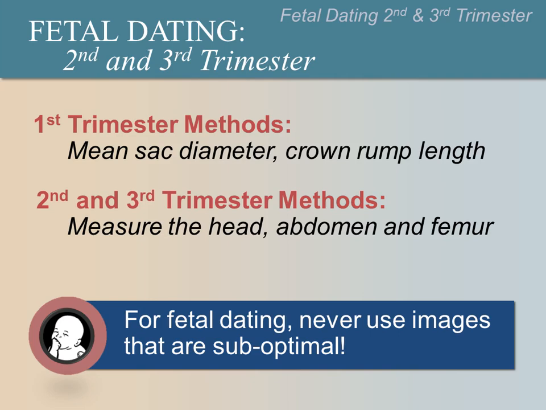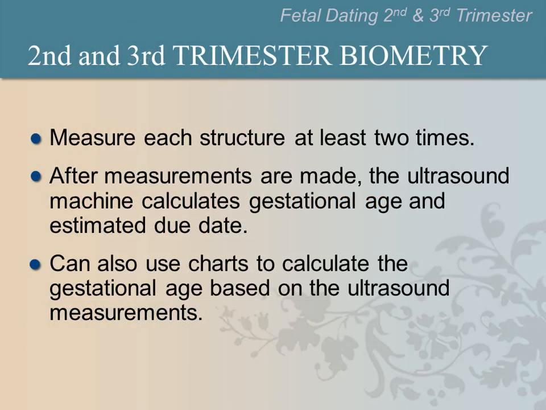In the 2nd and 3rd trimesters, we measure the head, abdomen, and femur. Remember that we never want to use images that aren't the best possible. Sometimes images aren't optimal because there is decreased amniotic fluid or the fetal position is not ideal for the measurement. To be most accurate, it is best to measure each structure at least 2 times.